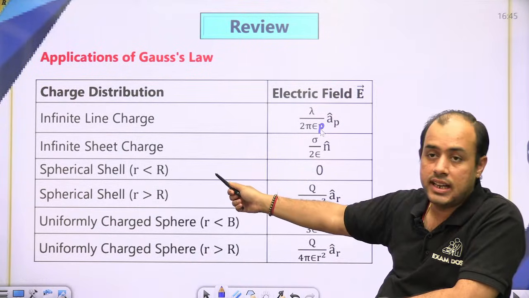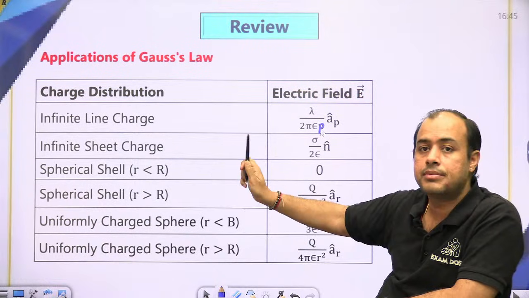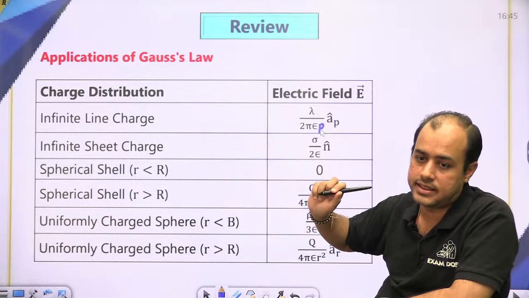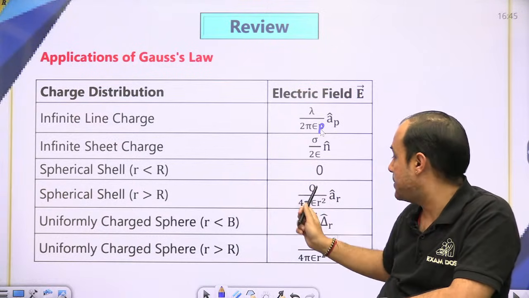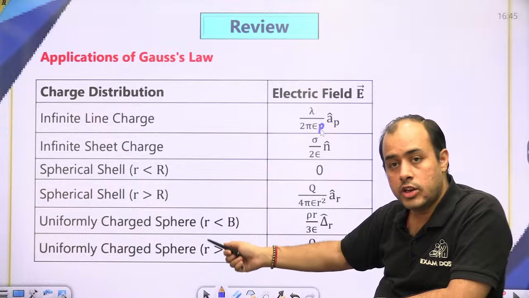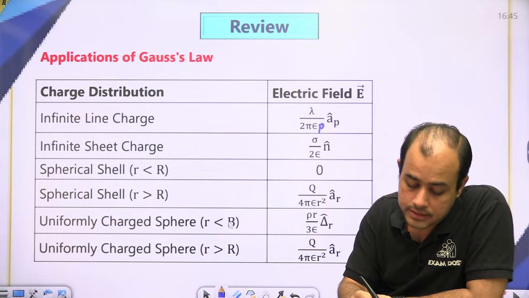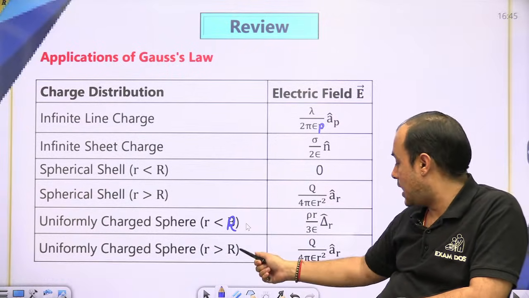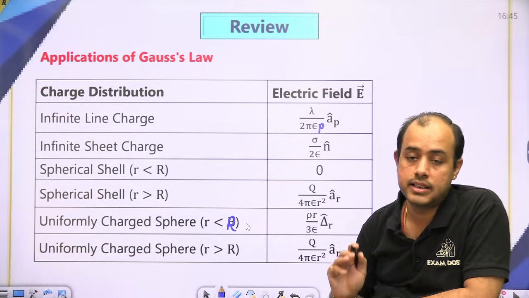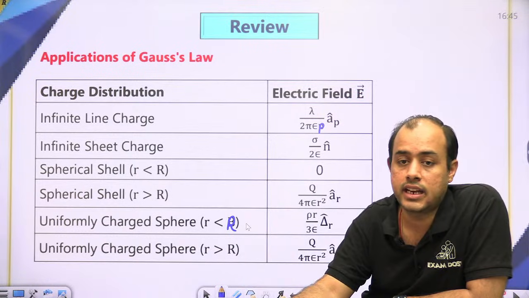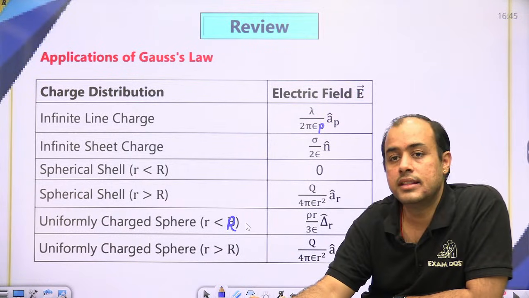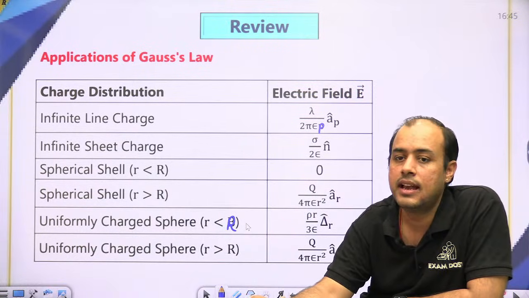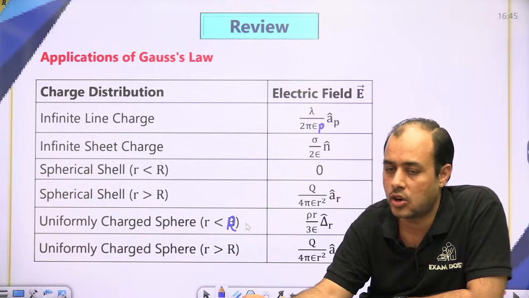For spherical shell, inside the sphere, no electric field. Why? No charge is there. Outside it is same as the point charge. A uniformly charged sphere, inside the sphere it is directly proportional to radius, outside similar to a point charge. So whenever we take the electric field outside a sphere, the formula is same as if the entire charge is kept as a point charge at the center of the sphere.